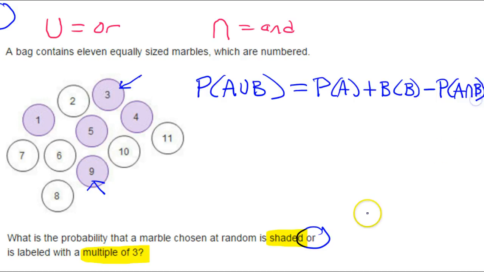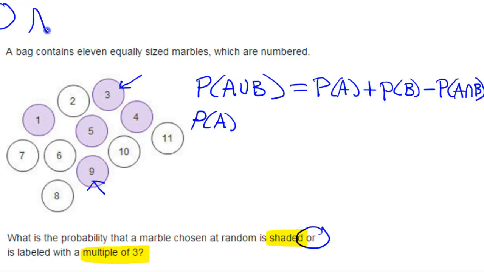I'm trying to squeeze this in here. So that's the complete formula. So the probability of A or B is the probability of A plus the probability of B minus the overlapping part, minus the intersection. Okay, so let's let event A be the whole shaded thing. Let me use this space up here. Event A will be shaded, and event B will be multiple of 3.